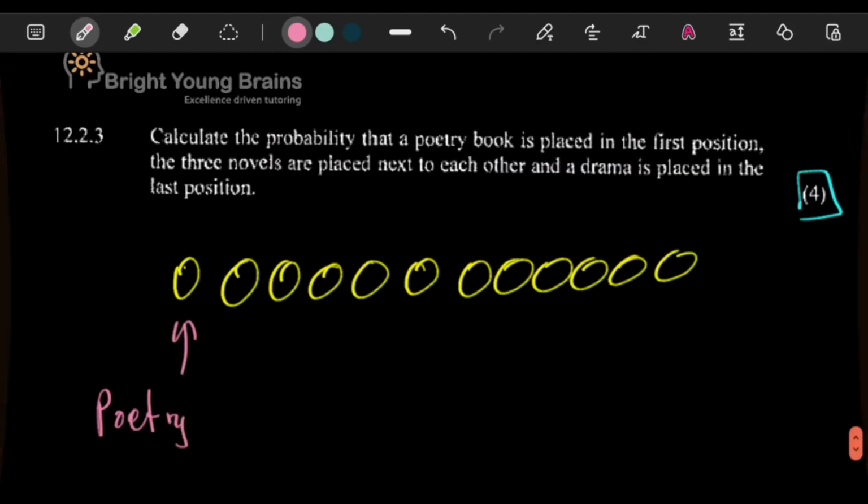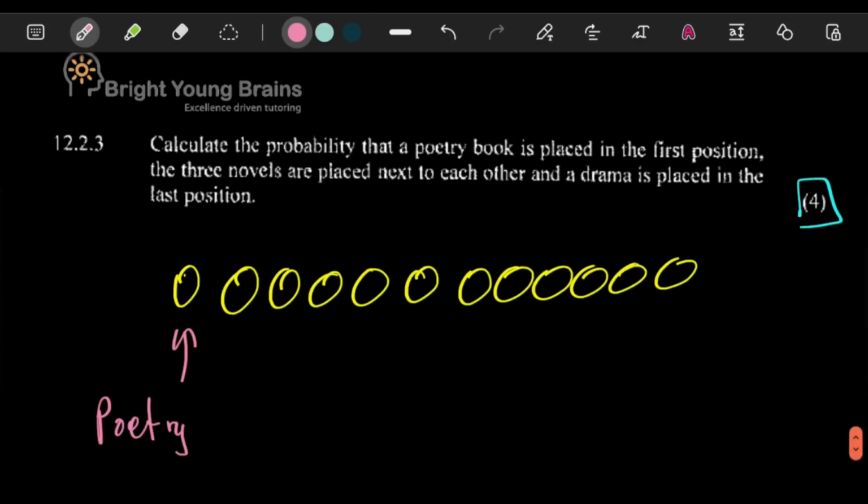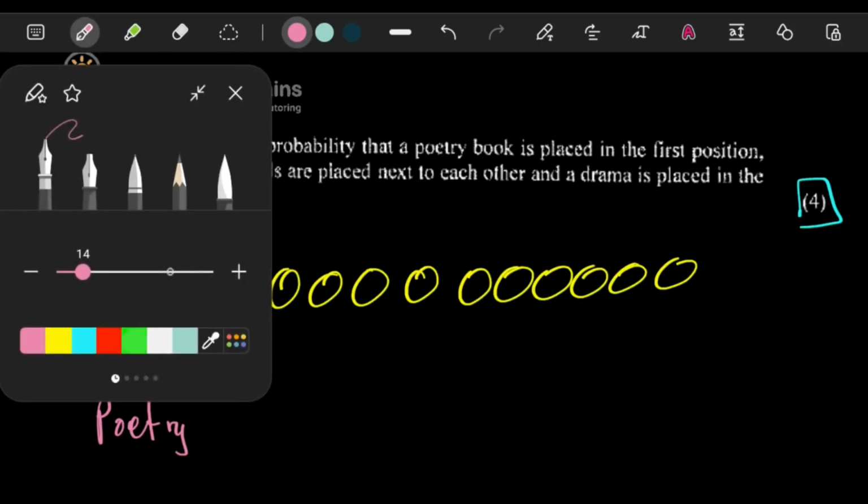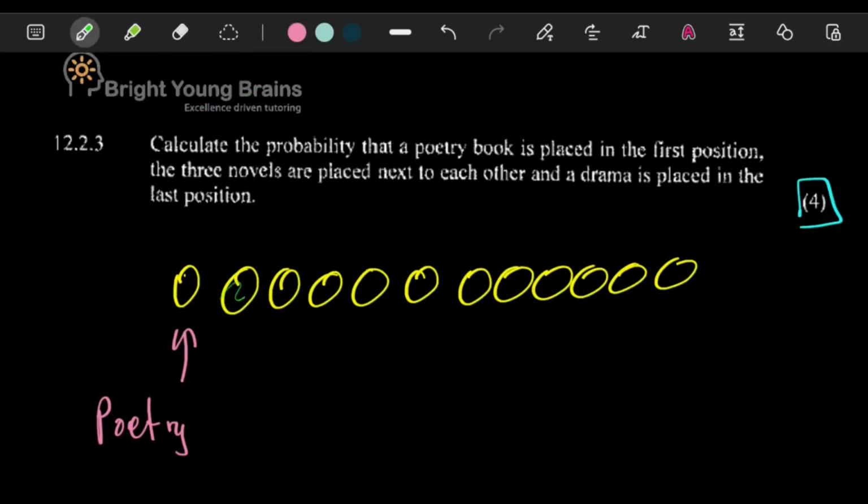And then they say the 3 novels are placed next to each other. So all the novels have to be next to each other. What you do is you just take any 3 and group them together. So these are the novels. You're just imagining a scenario right now.